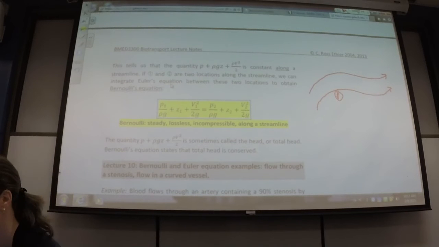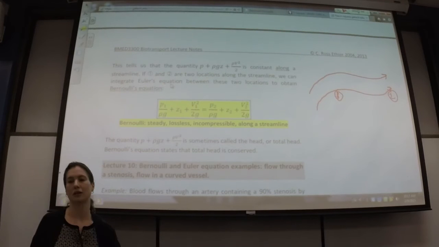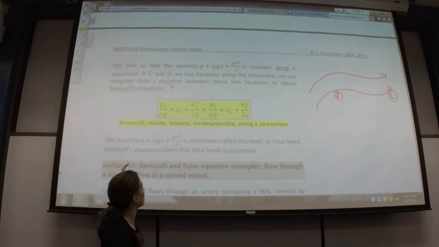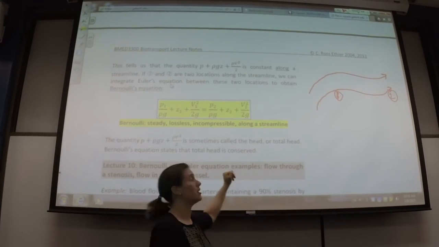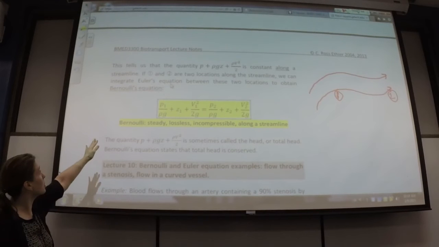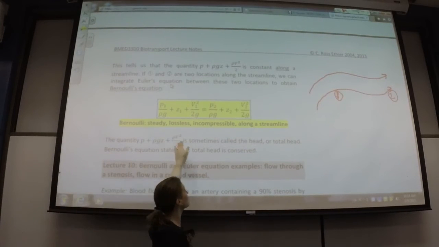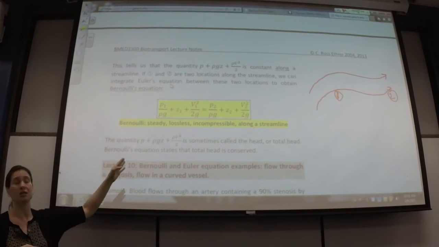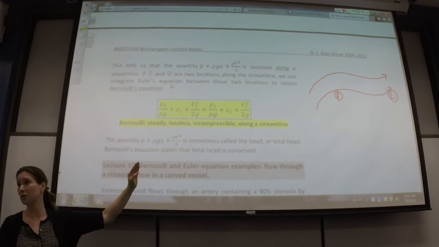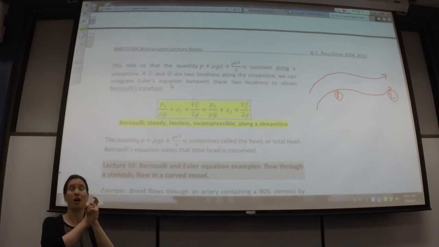Let's do this. We've got a point 1 and a point 2 in this direction. Then if we want to consider what's happening along a streamline, remember this is the S direction, then we can integrate the Euler's equation between those two locations and arrive at this Bernoulli's equation, which is considering steady, lossless, incompressible flow along a streamline. So that's saying we've ignored the viscosity term, that's the lossless.